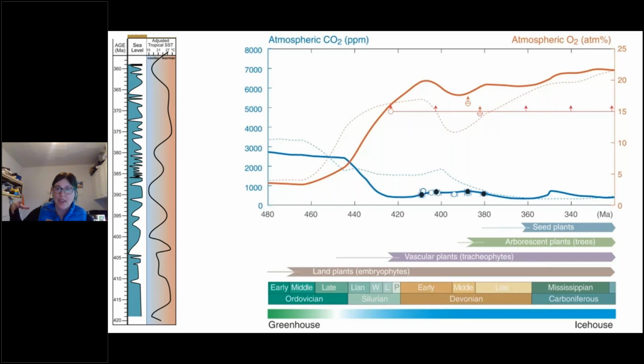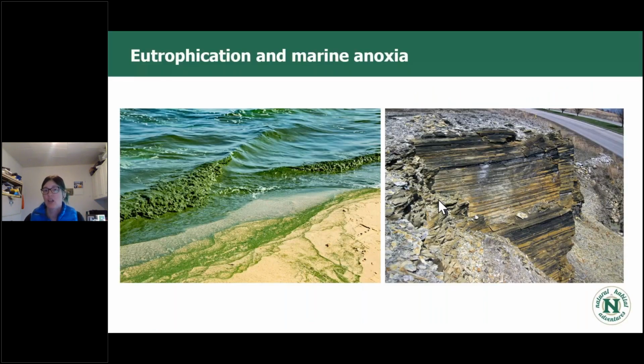Okay, so not only were they cooling things off, they also directly killed the oceans, those trees. As they were releasing those nutrients from the rocks, those nutrients ran down into the ocean, causing algae to suck them up and create blooms.